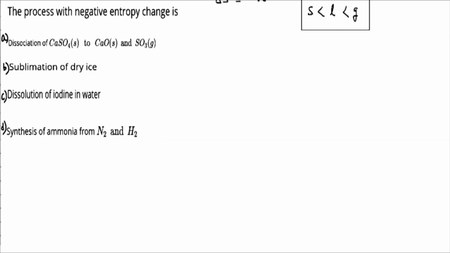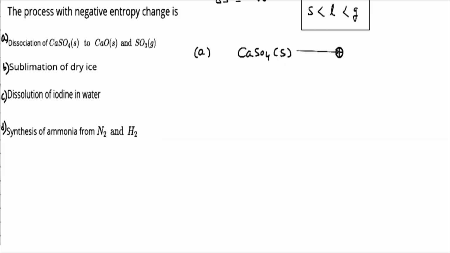Now if we talk about option A, you can see the option is the dissociation of calcium sulfate to calcium oxide and sulfur trioxide. So this is calcium sulfate, and this calcium sulfate is in solid state.